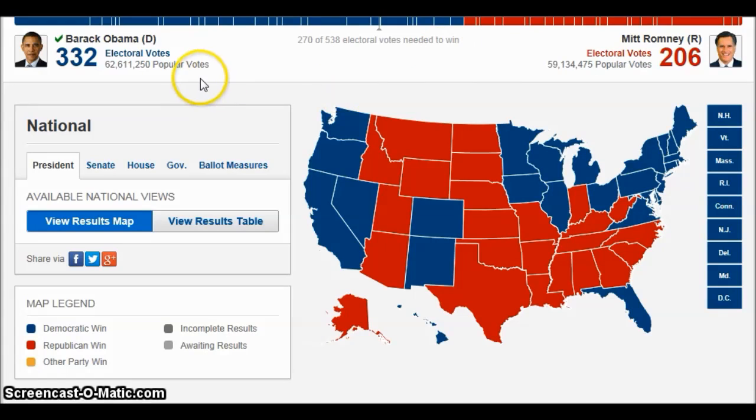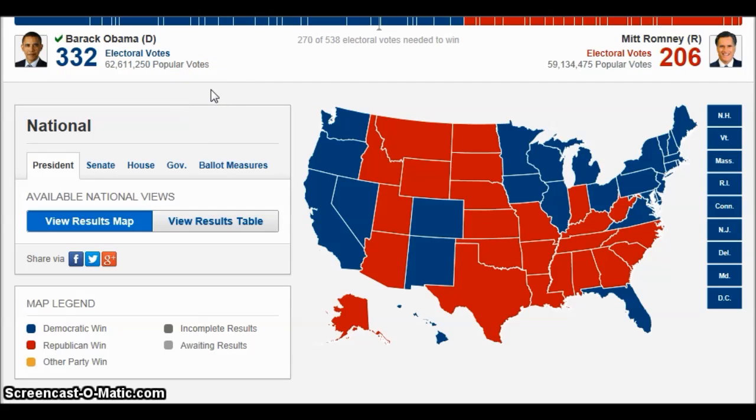If you look at the popular vote in general, Obama had 62,611,000 popular votes, whereas Romney had a little bit over 59 million. And so you had a clear-cut winner in this election, with Obama having 332 electoral votes and Romney 206. Okay, and so this is how it's done.